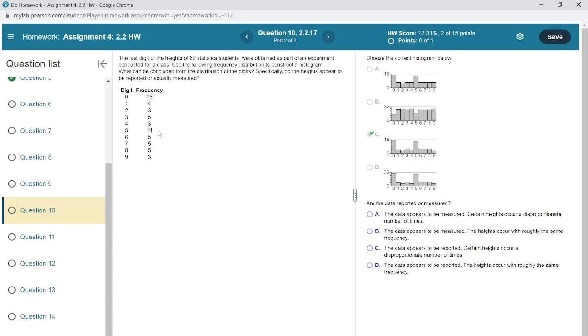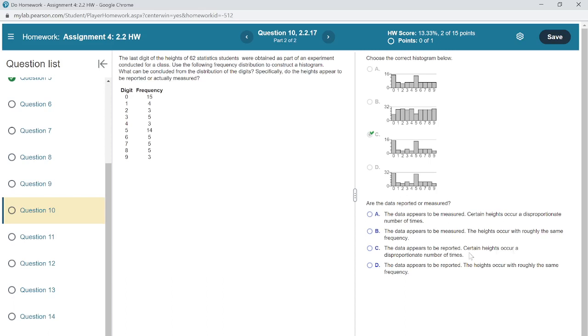It looks like reported. Reported means you ask someone what their height is, and they would say, my height is 73 inch or 62 inch, almost approximate. They don't tell you exactly like 62.3 or 69.05. So that's called reported. The data appears to be reported.